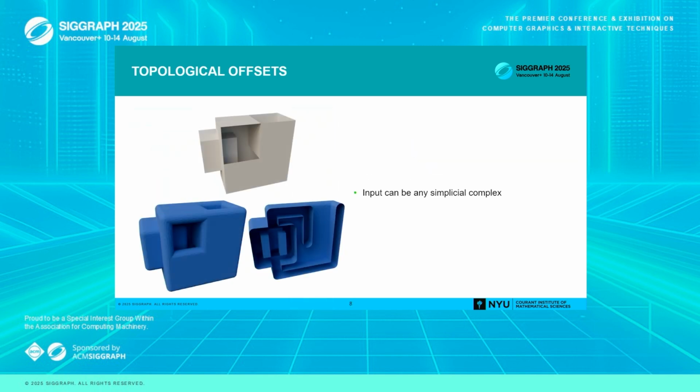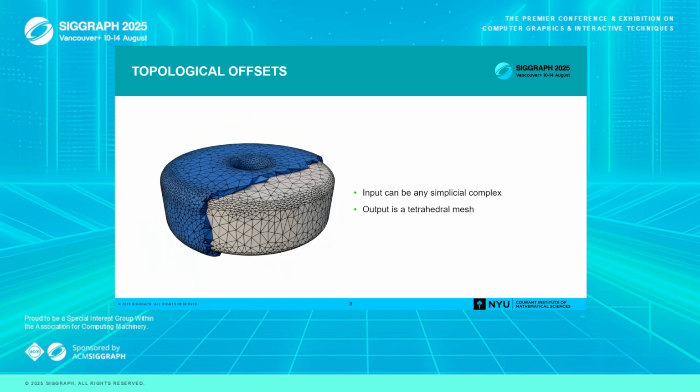The input to our method can be any simplicial complex. So it can have open boundaries and also non-manifold edges. And our proofs even support dangling edges and point clouds, so really any simplicial complex. The output of our method is a tetrahedral mesh. So you do not just get an offset surface, but you get a volume representing everything, the surfaces and the entire surrounding.